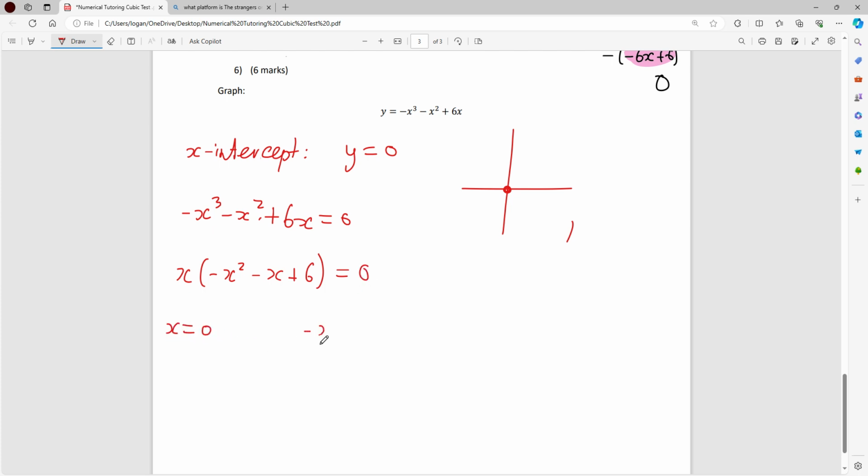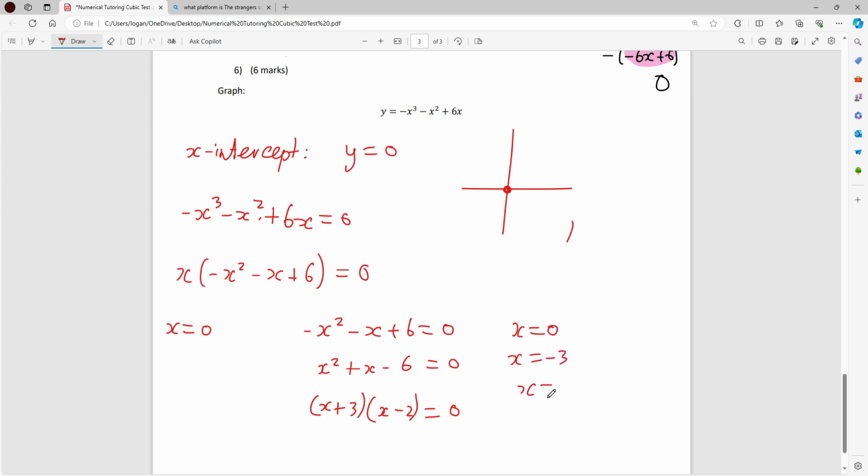And then we also have negative x squared minus x plus 6 equals 0. Before we factorize this, divide everything by negative 1 just to make it a bit easier. So you get positive x squared, positive x, and negative 6 equals 0. Now, what two numbers multiply to give negative 6, but add to give 1? Well, you can think of positive 3 and negative 2. So x plus 3 and x minus 2 equals 0. So that means the solutions for this one would be x equals 0, x equals negative 3, and x equals positive 2. Okay? So we know the tails finish here.